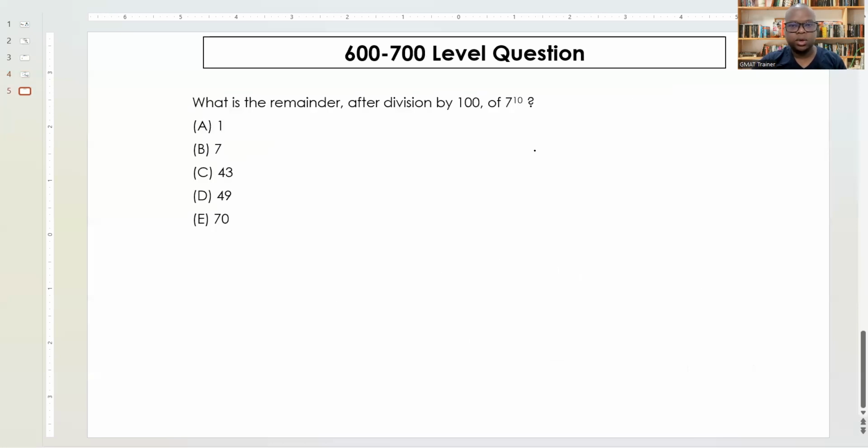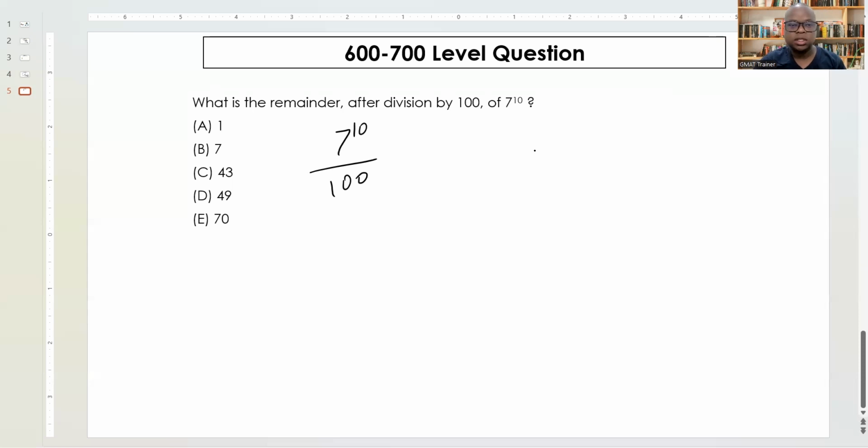Now, let's take a look at the last question, which is in the 600 to 700 level difficulty category. You're being asked for the remainder after dividing 7 raised to power 10 by 100. What is the remainder after division by 100 of 7 raised to power 10? So you have 7 raised to power 10 divided by 100. That is what is being asked. So what is the remainder? It looks a bit difficult, because will you go about multiplying 7 times 7 times 7, 10 times?